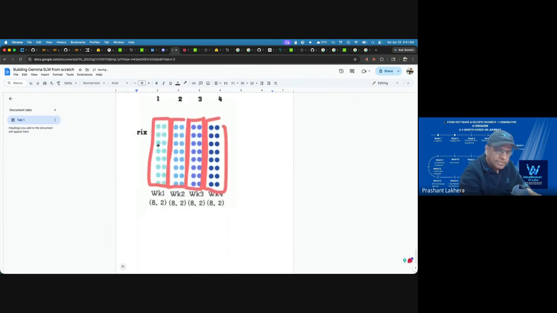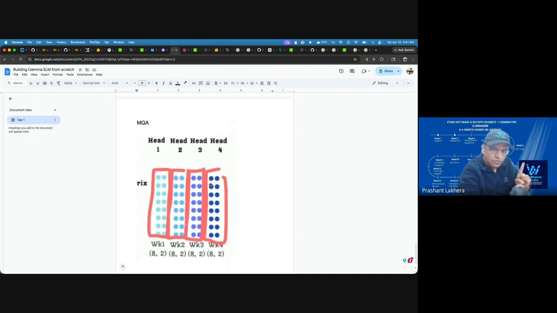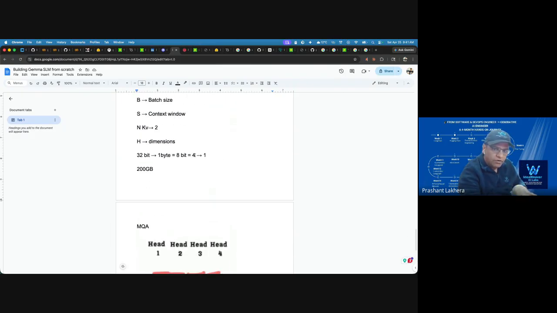Because all these keys and values, and remember that this is a part of inference, not training. So when all these heads have the same key and the same value, the value of 4 will now be reduced to 1. So earlier it was taking like 4 GB, 2 GB of memory. Now we can divide it by 4. That means 500 MB of memory per session.